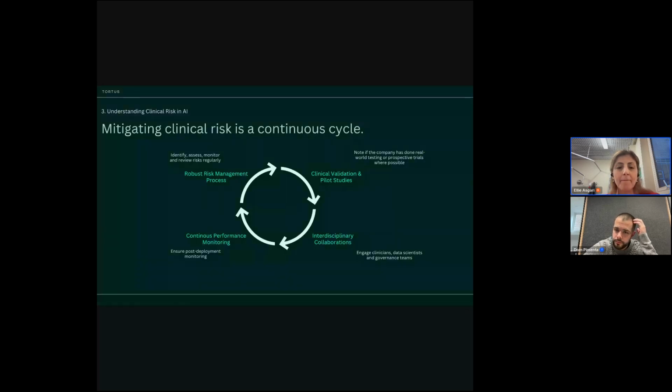Have they done any real-world testing and assessment, and what is their result? Very important to have interdisciplinary collaboration, have the engineers, the clinicians, the governance team engaged together, to make sure that people know the pathway of how to report incidents, how to raise issues, where to get that fixed, and also continuous performance monitoring, and ensure that post deployment you have an eye on it. And we've been emphasizing throughout the talk that this is one of the most important things to ensure safe deployment of an AI tool, whatever that may be.